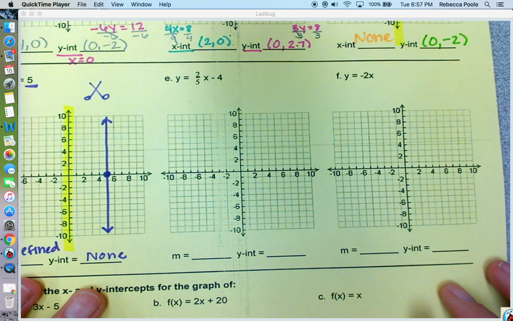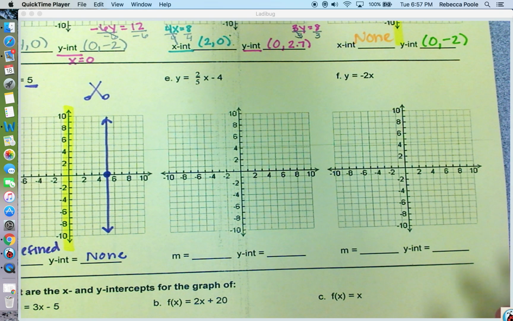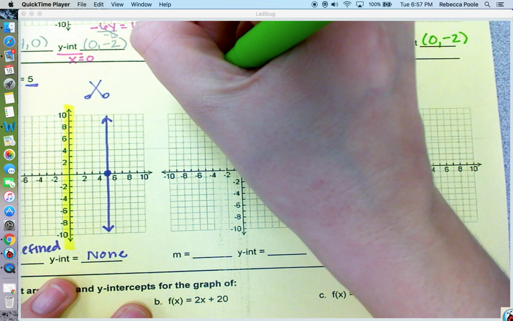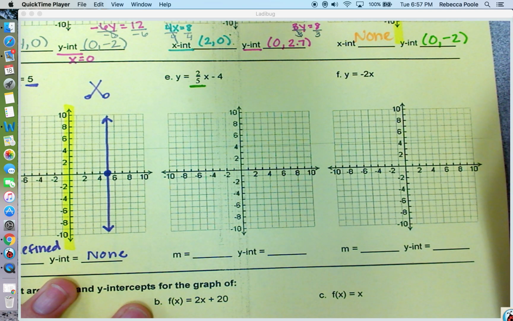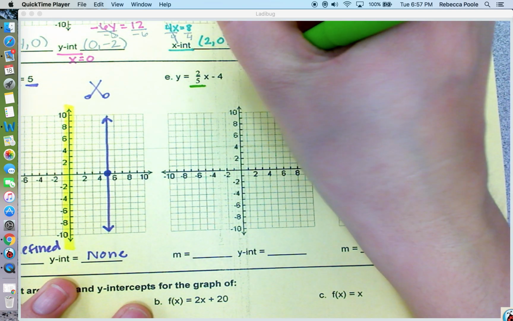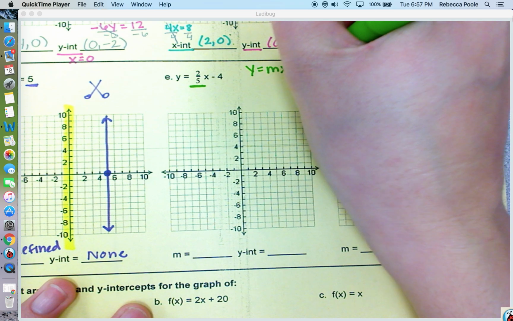Okay? All right, for E, oh, I love problems like this. Nobody make fun of me. That's in y equals mx plus b. Do y'all agree? Y equals mx plus b.